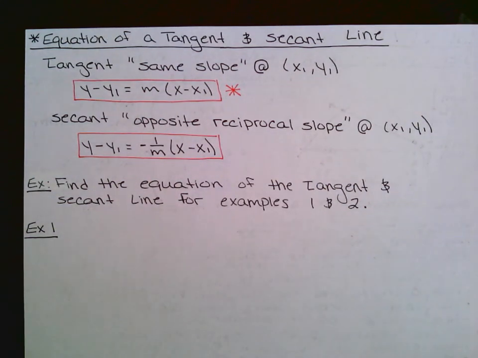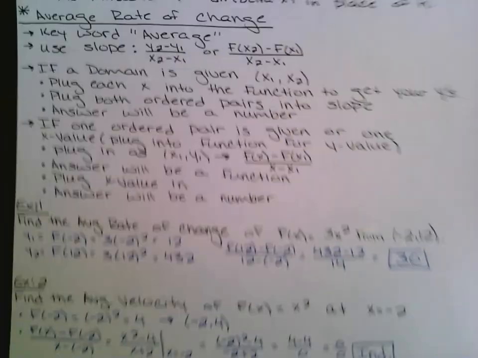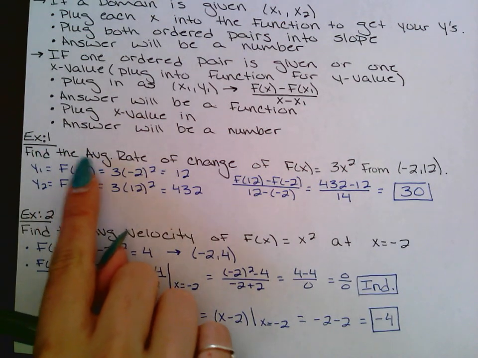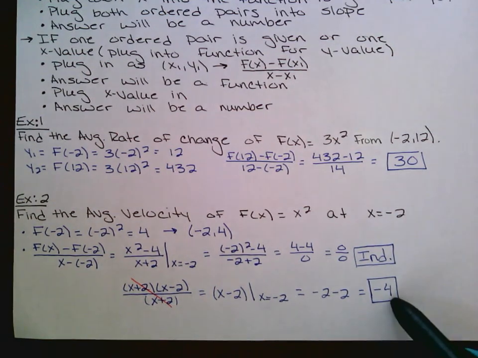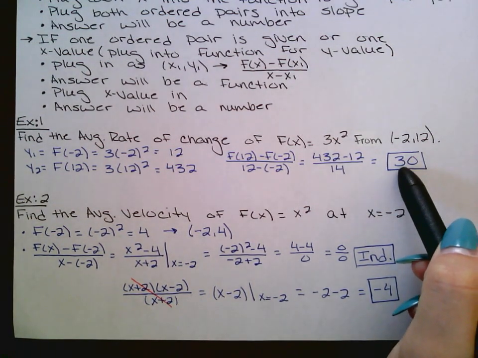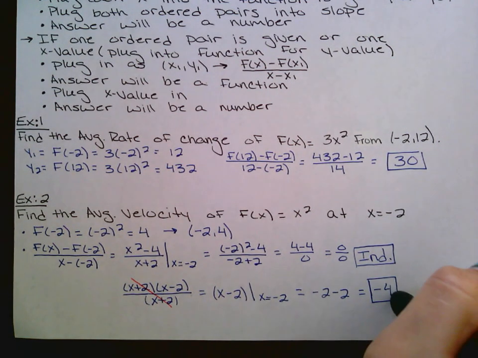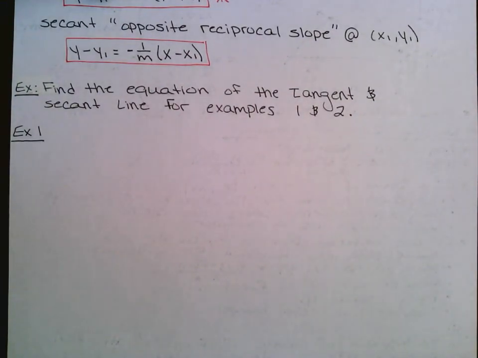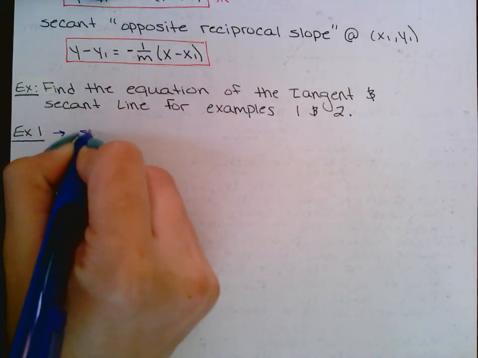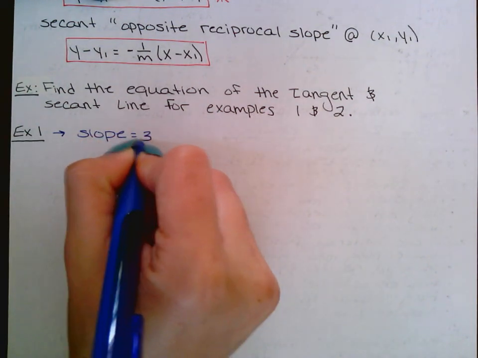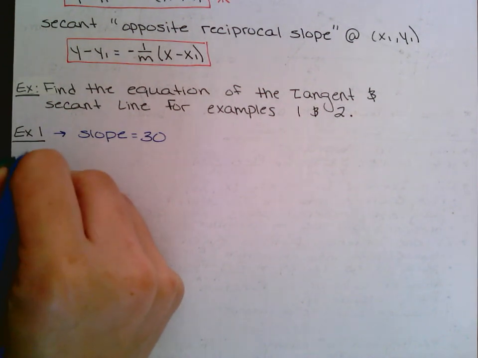So I'm going to use the two examples that we just did down here because we just finished finding their average rates of change, their average velocities, which we said were synonyms for slope. So these down here are the answers for our slope. I'm going to use 30 as the slope for example 1, and then I'm going to use -4 as the slope for example 2, okay? So if this question says find the equation of the tangent and secant line for examples 1 and 2, in example 1 we said my slope was 30, okay? So let's do the tangent line first.